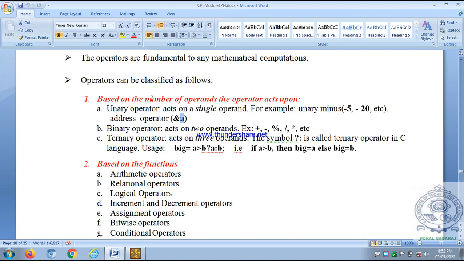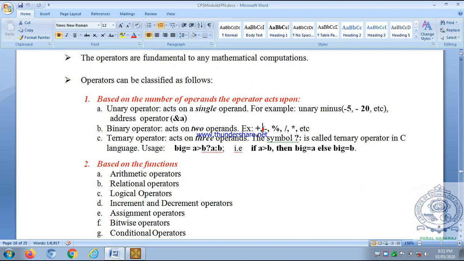Then the second type based on the number of operands is the binary operator. As the name specifies, binary means 2, so the operator acts on two operands. For example plus, minus, the modulus operator percentage, slash, star, etc. These are all called binary operators. For example a plus b: in this expression plus is the operator, and a and b are two operands, that's why it is called a binary operator.